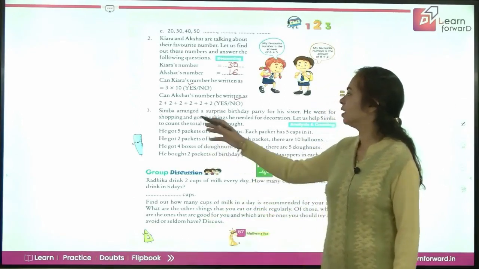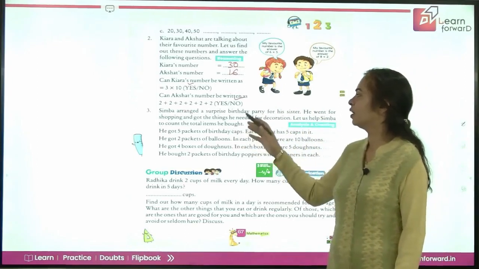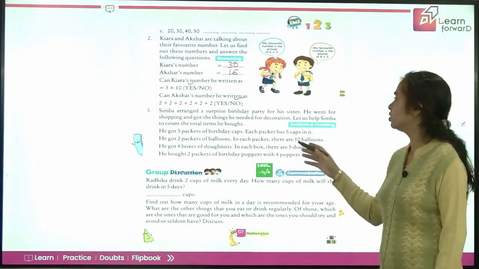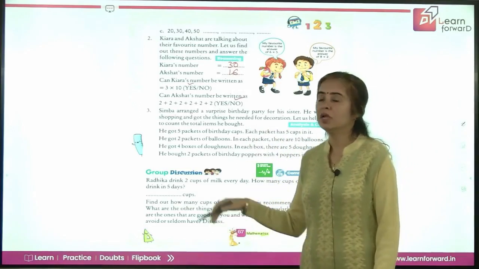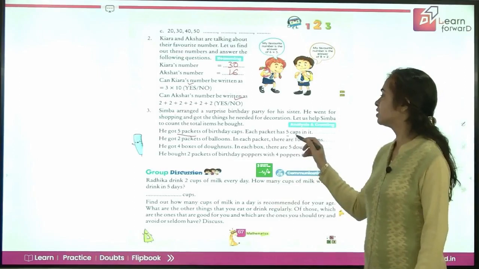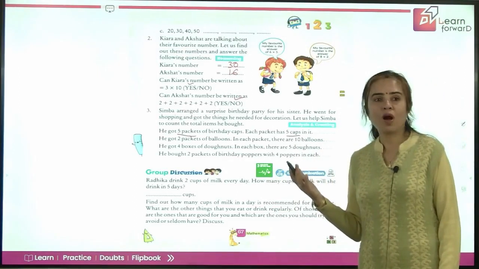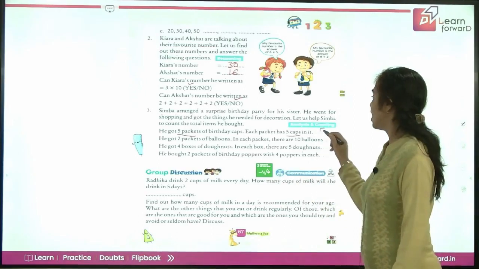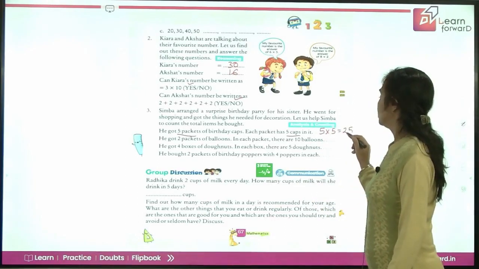Coming to next, Simba arranged a surprise birthday party for his sister. He went for shopping and got the things he needed for decoration. Let us help Simba to count the total items he bought. He bought 5 packets of birthday cap. Each packet has 5 caps in it. So how many caps in all? Wow, that's great. Good answer. 5 times 5 is 25. So he got 25 caps.